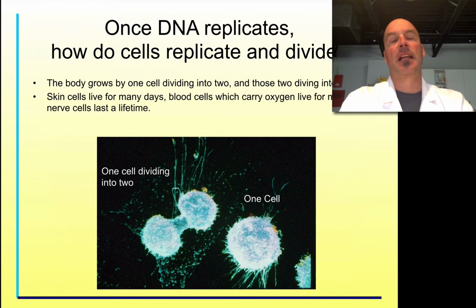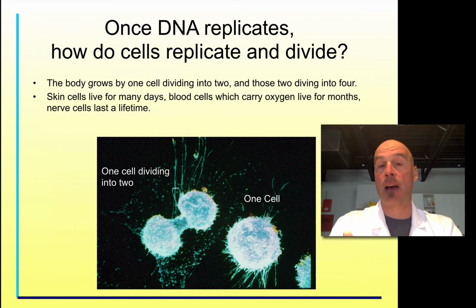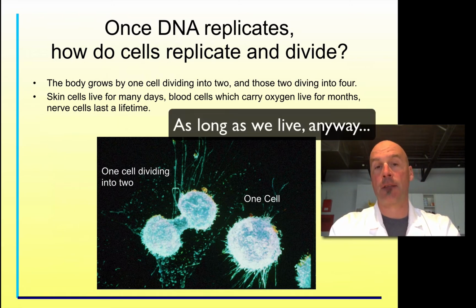So once DNA replicates, how do cells replicate and divide from there? So the body grows by one cell dividing into 2, 2 dividing into 4, and so on. Skin cells, they live for many days. Blood cells, which carry the oxygen, they can live for months, and our nerve cells, they live forever.